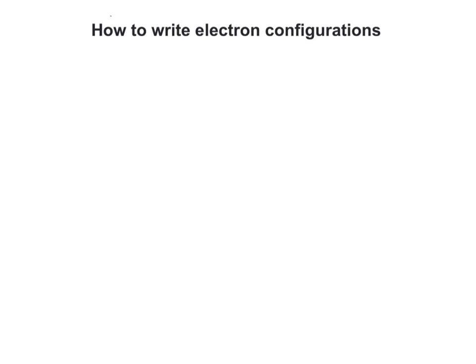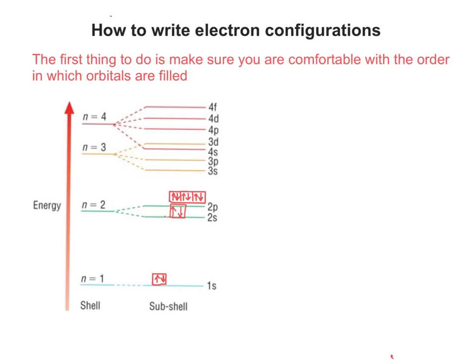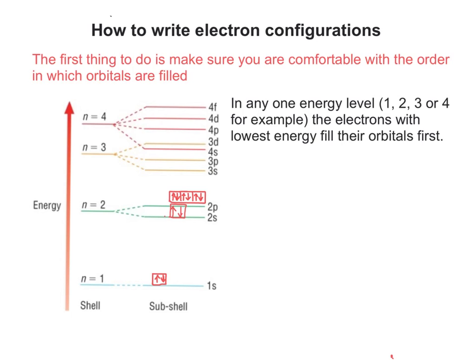Hello and welcome to this short clip on how to write electron configurations at A-level chemistry. You need to make sure that you're completely comfortable with the order in which orbitals are actually filled. On any one energy level, 1, 2, 3 or 4 for example, the electrons with the lowest energy fill their orbitals first. So that gives us s, p, d and then f.